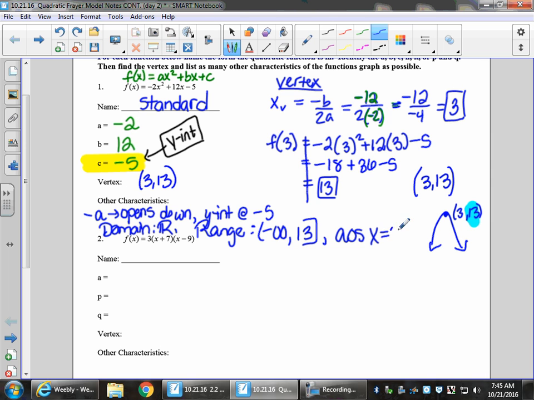AOS, x equals 3. Very good, because axis of symmetry goes through the x value of the vertex. Anything else? What is the shift? I heard one from over here. Anybody over there? What was my shift given these values for the vertex? Shift where? Right? How many? 3. Shift up 13. All of this came from our notes from yesterday.